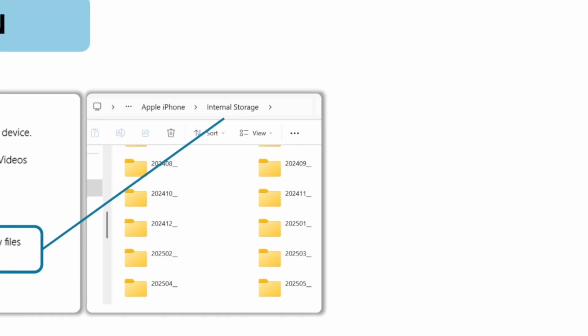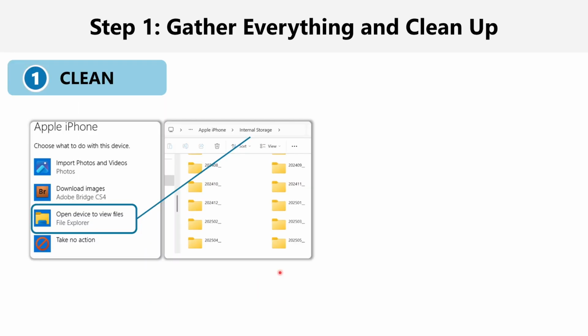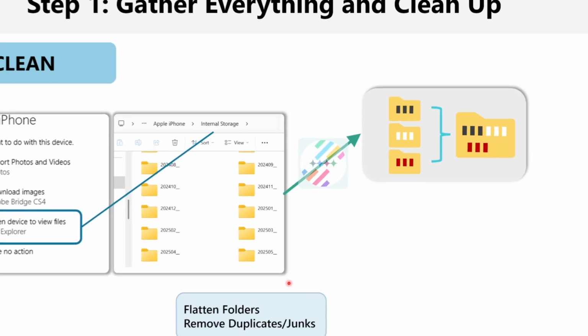After copying, you may see many subfolders like 2025-04, 2025-05, and so on. Don't worry, you don't need to open those folders one by one. This is where FourClicks Media shines. Simply run the task Fix Nested Folders and Smart Merge.